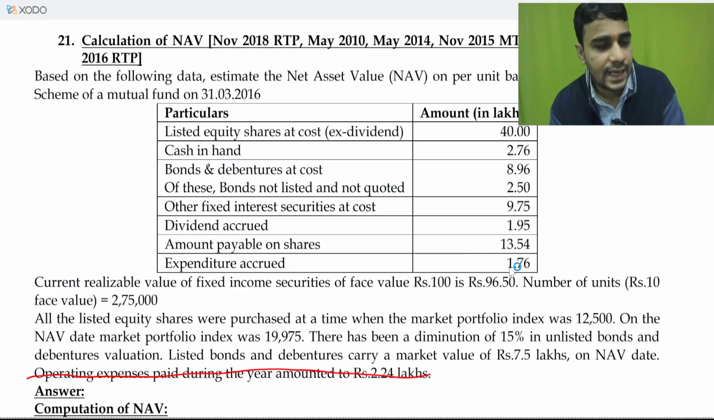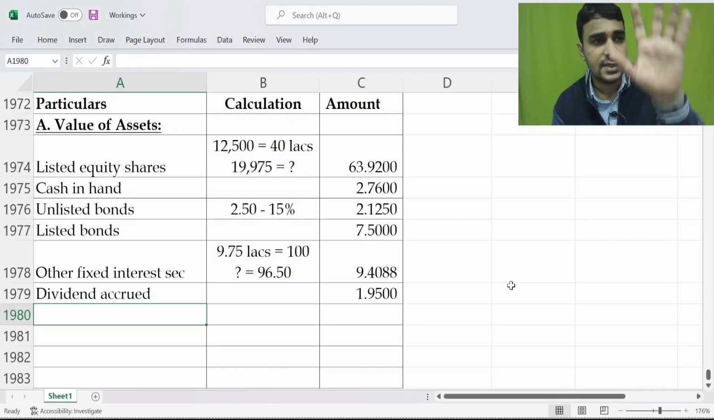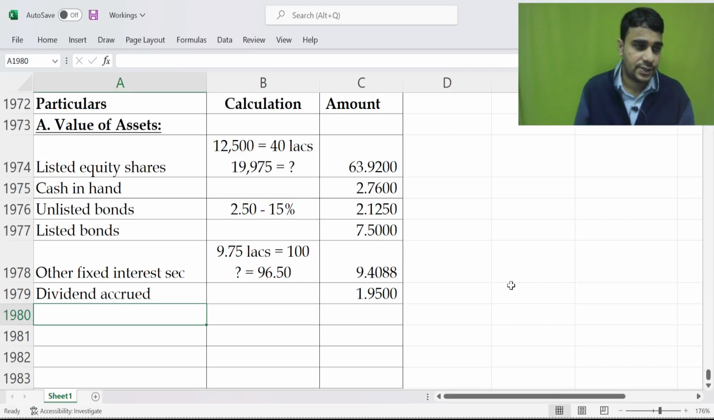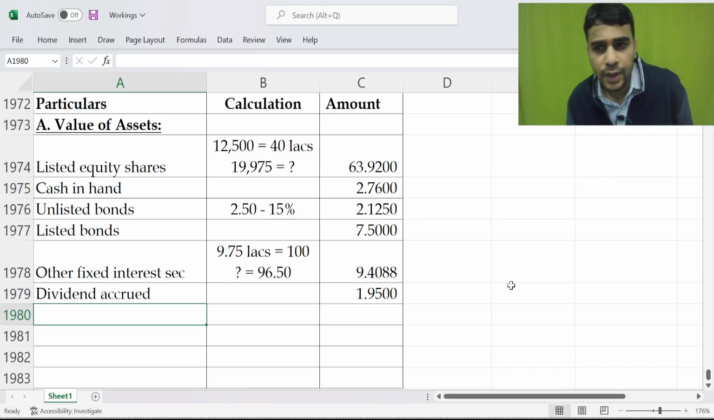Expenditure accrued is a liability. Amount payable on shares is also a liability. What is amount payable on shares? It is whatever purchases we have done that are yet to be settled. Any other asset in the additional information in the question, any accrued income, anything mentioned? No.